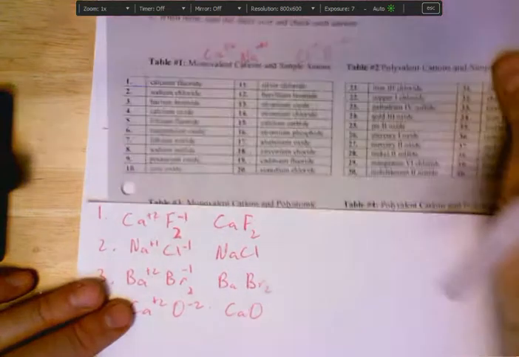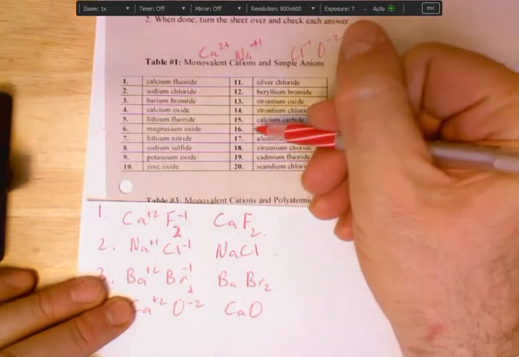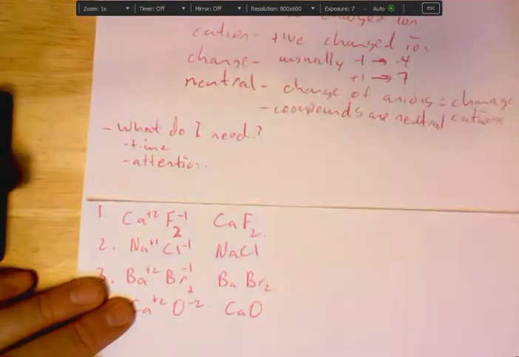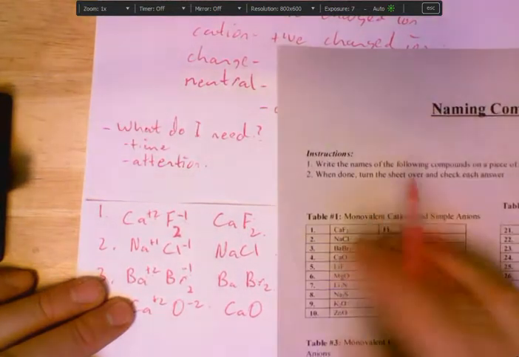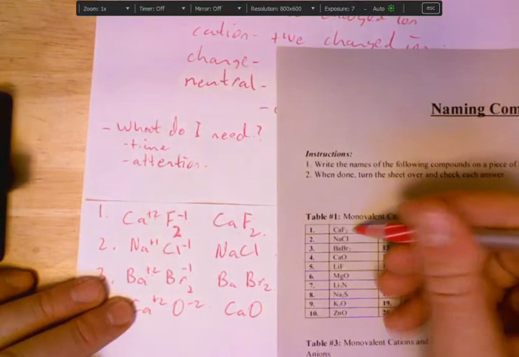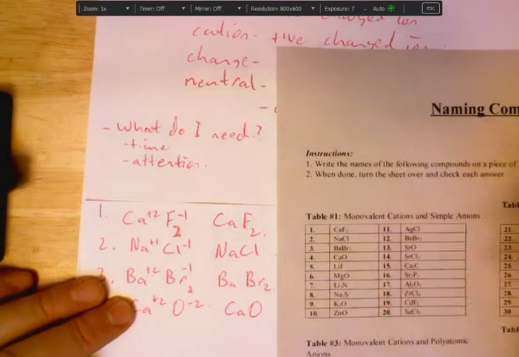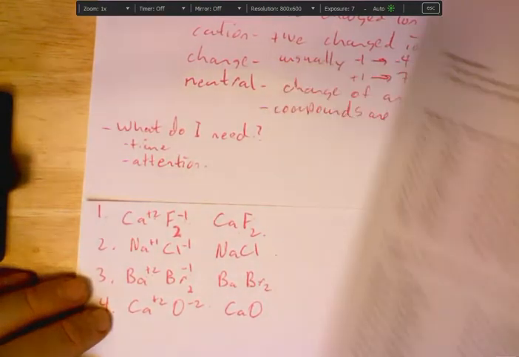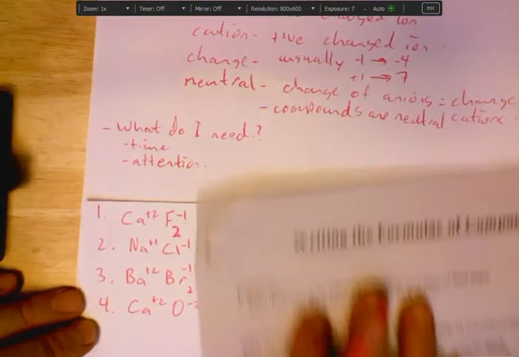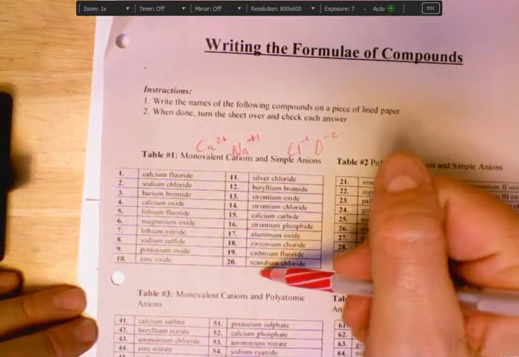Now, as you go through, I've got 20 examples here. You're going to practice all 20, and then you can flip the sheet over on the back and check and make sure you've got the correct answer. So calcium fluoride, NaCl, barium bromide, and calcium oxide. Okay, and basically, you're just going to go through and do the next 20.